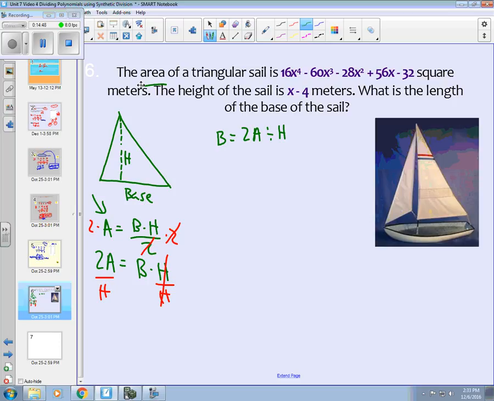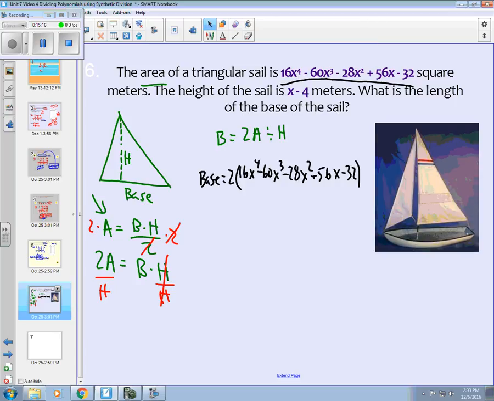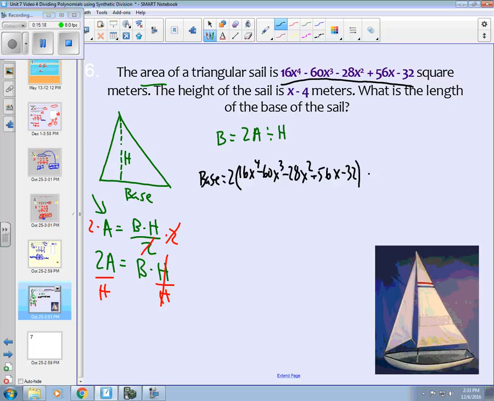Okay, so let's see what that is if we put all the stuff in. Our base is going to equal 2 times our area. This is the area they give us. 16x to the 4th minus this big, long area equation here divided by, so we want to divide all this by the height, which is x minus 4. Well, now this just looks like one of those synthetic division problems.